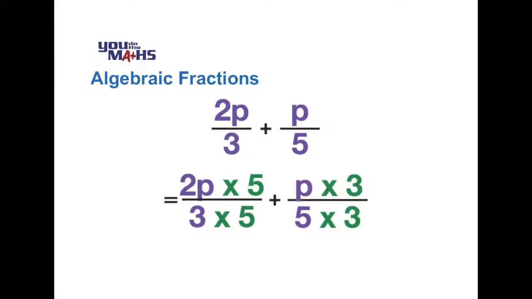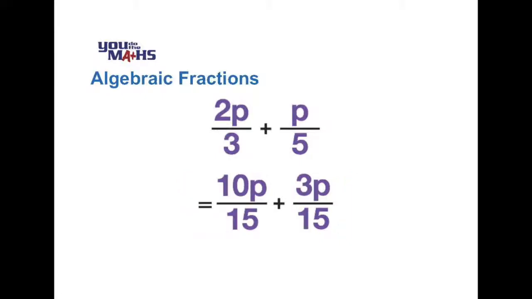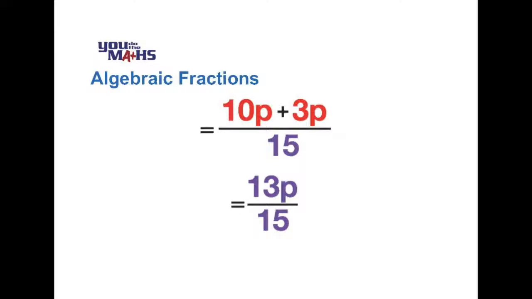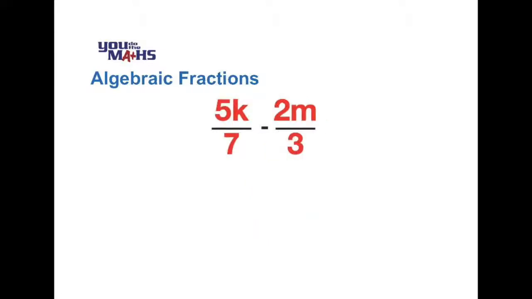So when we go through this process, we're left with a fraction on the left that is 10p over 15, and the fraction on the right is 3p over 15. We can see that here in the next line of working. Now once we've established common denominators, we can put our numerators together, and the operation is to add them. And we do have like terms, so 10p plus 3p will equal 13p, and that means our resulting fraction is 13p over 15.